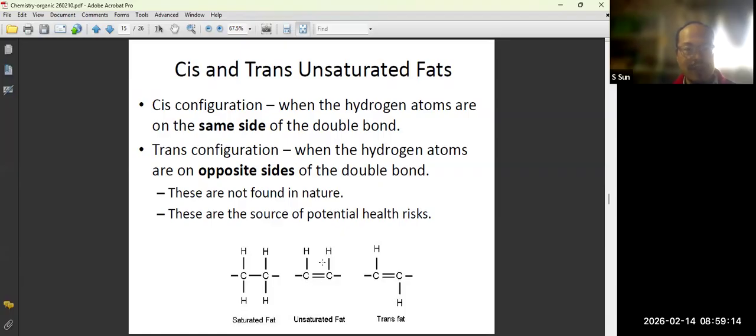Cis fat, this one is called cis fat. Cis fat is the natural form, with two hydrogens on the same side of the carbon double bond.